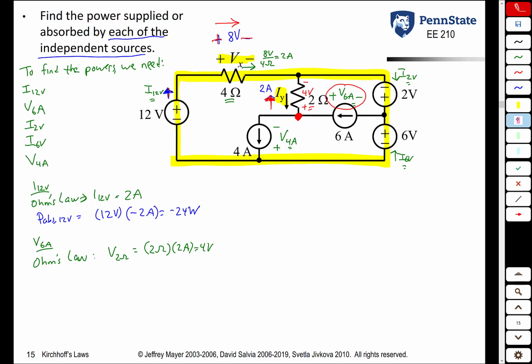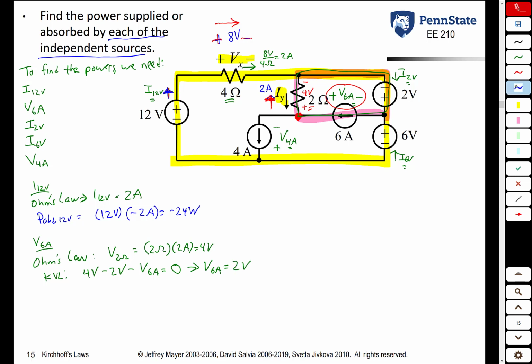We now have a loop where we know all the voltages except this unknown voltage V sub 6 amps. So applying KVL, we get 4 volts minus 2 volts minus V sub 6 amps is equal to 0. Basically, I'm going through this loop here. Solve, and you get V sub 6A is equal to 2 volts.